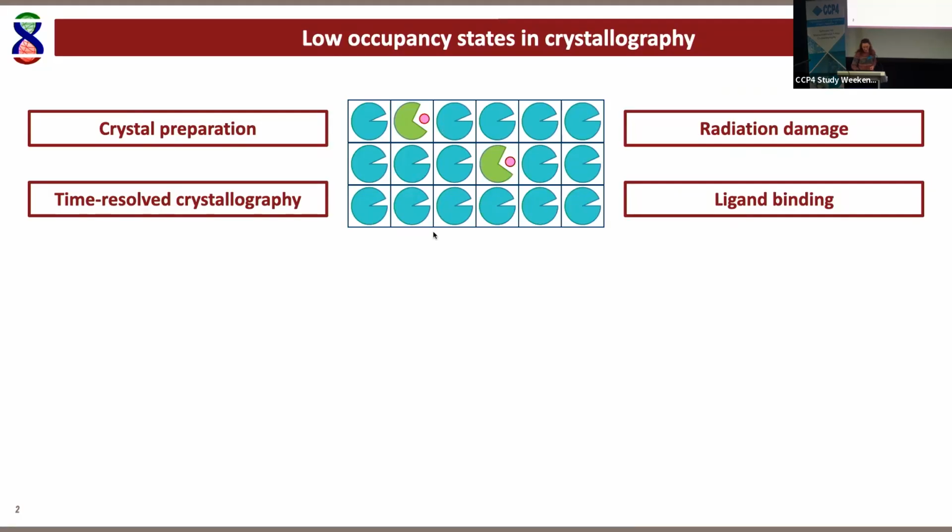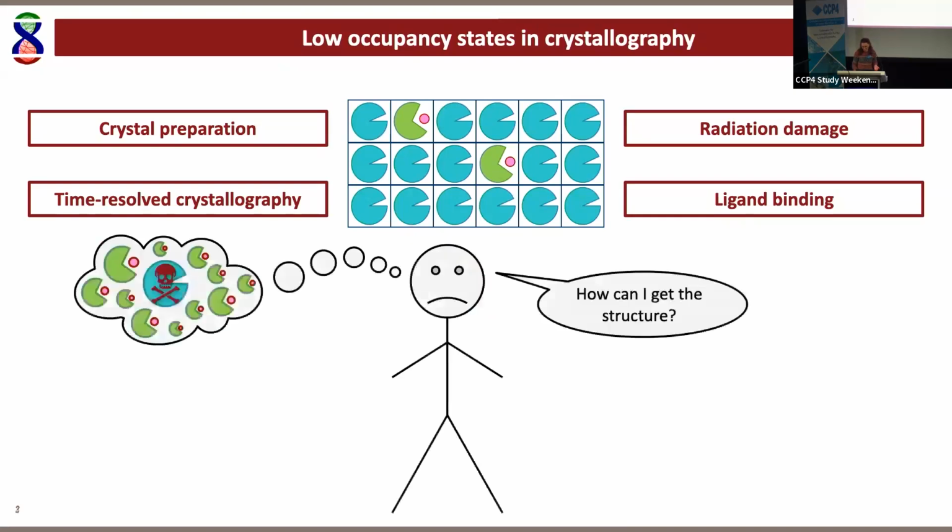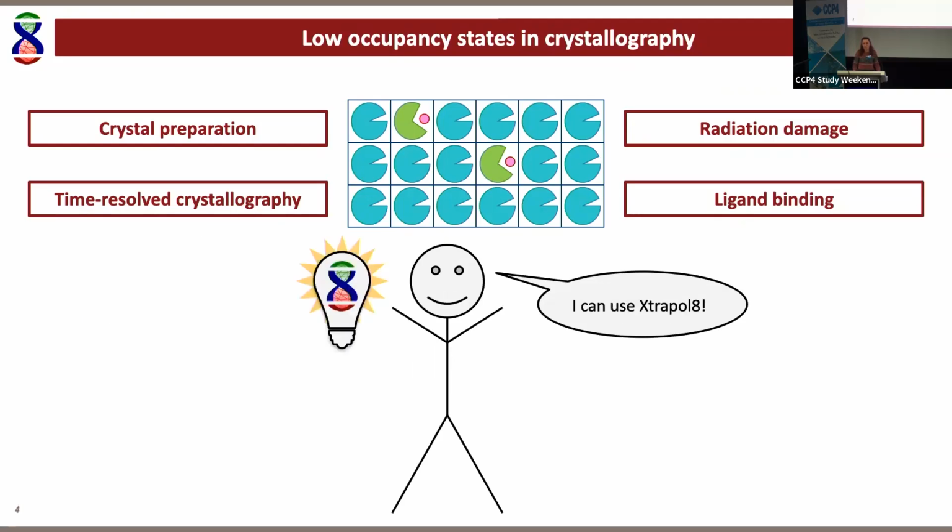So, in this theoretical Pac-Man example, we actually want to know the structure of our green eating Pac-Man, but unfortunately, most of the crystal is occupied by our non-eating Pac-Man. And since crystallography is an ensemble-based method, you will end up with a structure of the non-eating Pac-Man. This makes life pretty hard for crystallographers because we really want to know the structure of our eating Pac-Man. One of the tools that you can use to get to the structure of this low occupancy state is Xtrapol8.